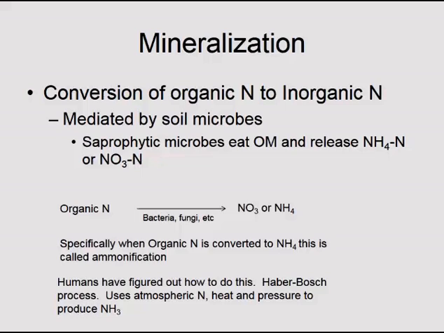Now, humans have figured out how to do this artificially. There's a process called the Haber-Bosch process, and what we do is we take atmospheric nitrogen, and using heat and a lot of pressure, we can produce ammonia, this NH3 right here. And from that NH3, we can then produce products that are either ammonium or nitrate or some combination of the two.